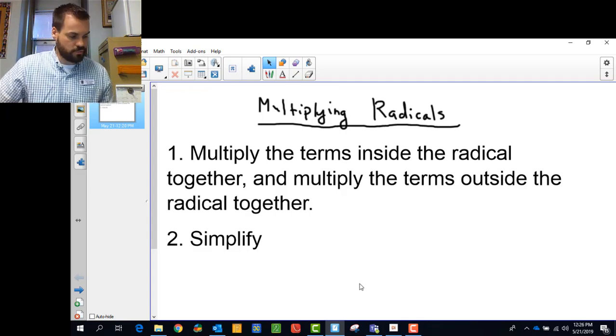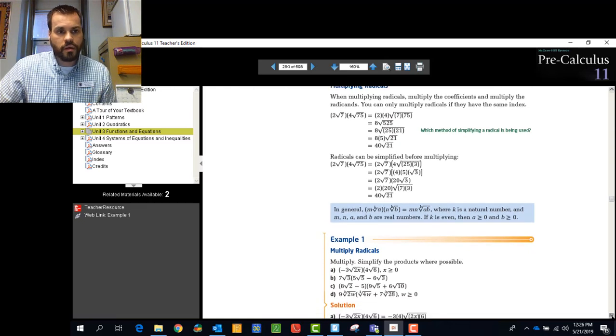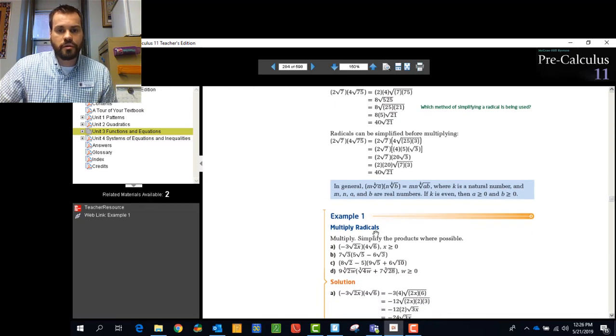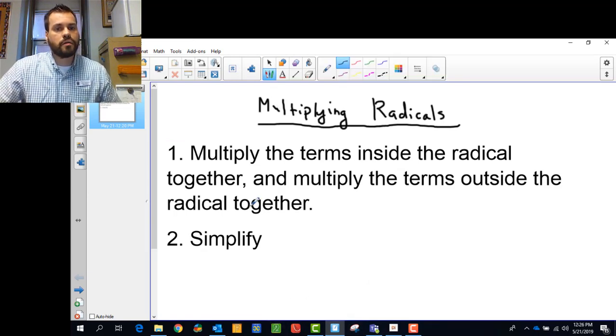So all we're going to do is do some examples out of the textbook. Okay, and these are on page 284. And here are the examples. So minus 3 root 2x and then 4 root 6. So that's our first example. And we'll just do that right here. And just jump back again to make sure I write it down right. So minus 3 root 2x and then multiplied by 4 root 6.